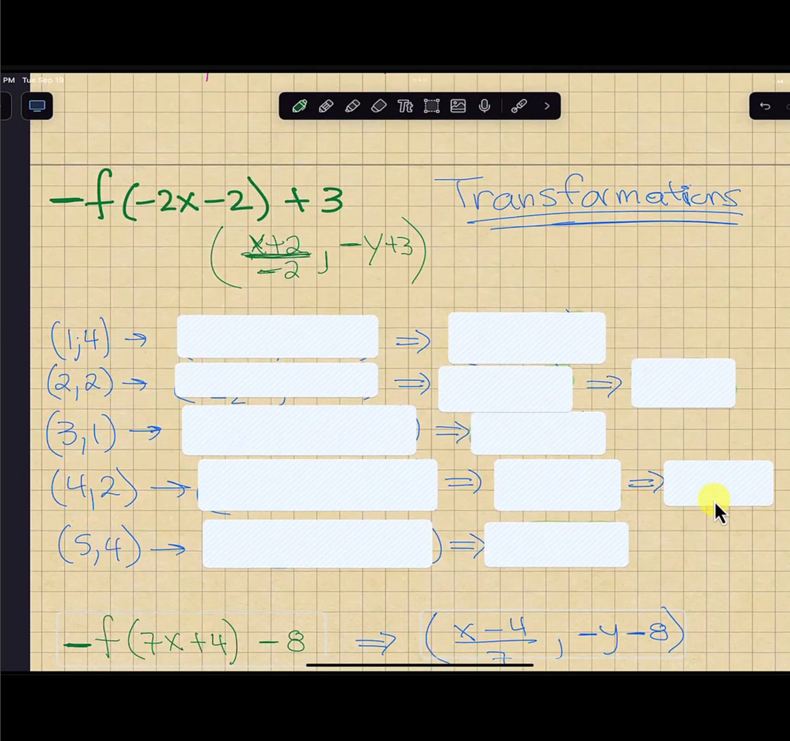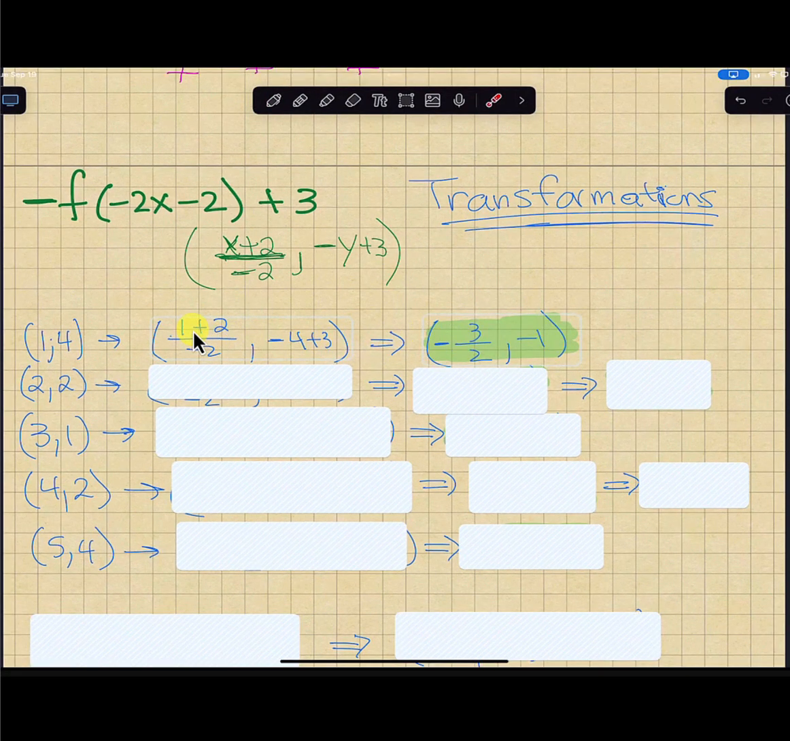Okay, now real quick, from this original problem, they want us to change these ordered pairs to the new ordered pairs based on this new formula. So you're going to replace the x with a 1 and y with 4. That looks like 1 plus 2 over negative 2, and then replacing the y with 4 becomes negative 4 plus 3. Simplifying that, 1 plus 2 is 3 on the top, divided by negative 2 is going to be negative 3 over 2. And then, of course, negative 4 plus 3 is negative 1, and that is your new ordered pair.